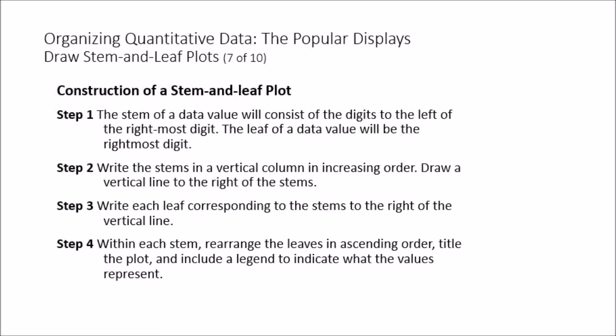So the steps to construct a stem and leaf plot are as follows. The stem of the data value will consist of the digits to the left of the rightmost digit. The leaf of the data value will be the rightmost digit. The next step is to write the stem in a vertical column in increasing order. Draw a vertical line to the right of the stem. The third step is to write each leaf corresponding to the stem to the right of the vertical line. And the last step is to rearrange the leaves in ascending order, and then title the plot and include a legend to indicate what the values represent.